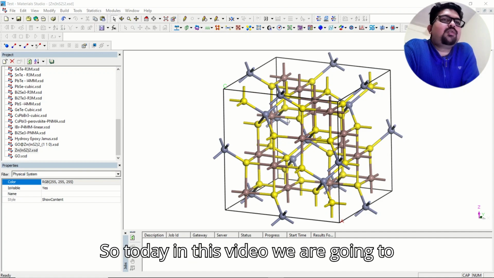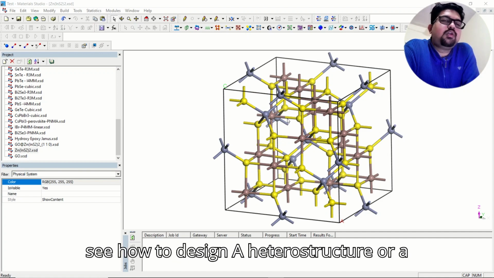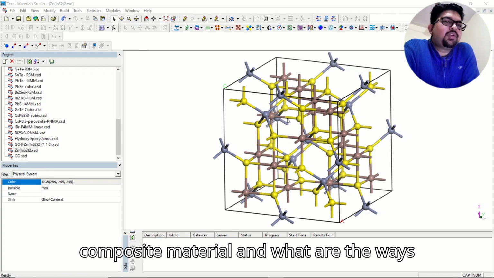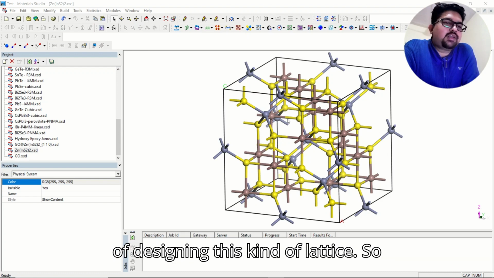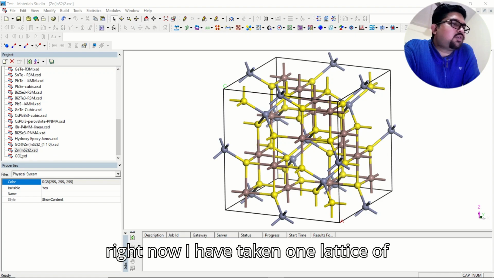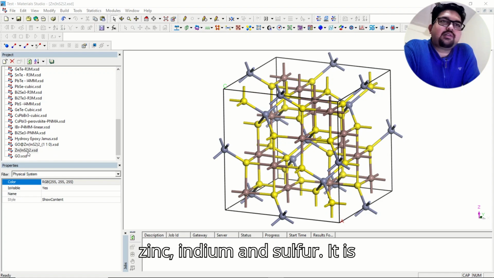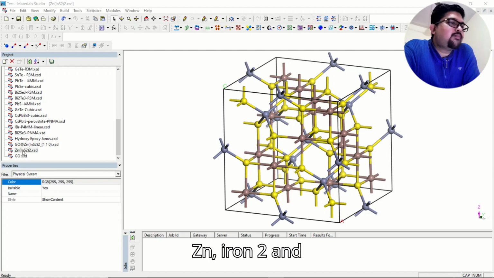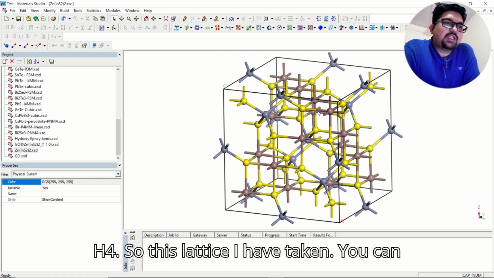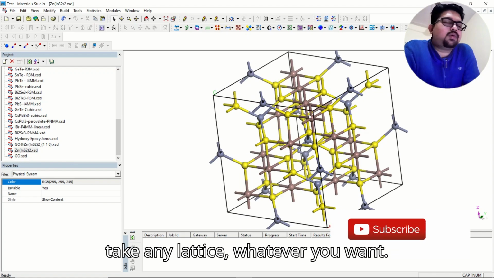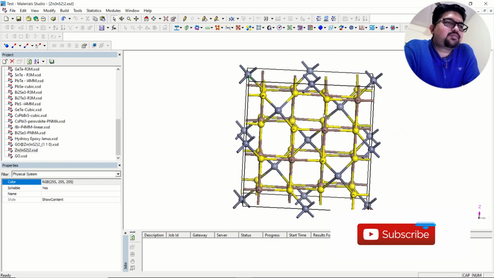So today in this video we are going to see how to design a heterostructure or a composite material, and what are the ways of designing this kind of lattice. Right now I have taken one lattice of zinc, indium and sulfur, that is ZnIn2S4. You can take any lattice whatever you want.